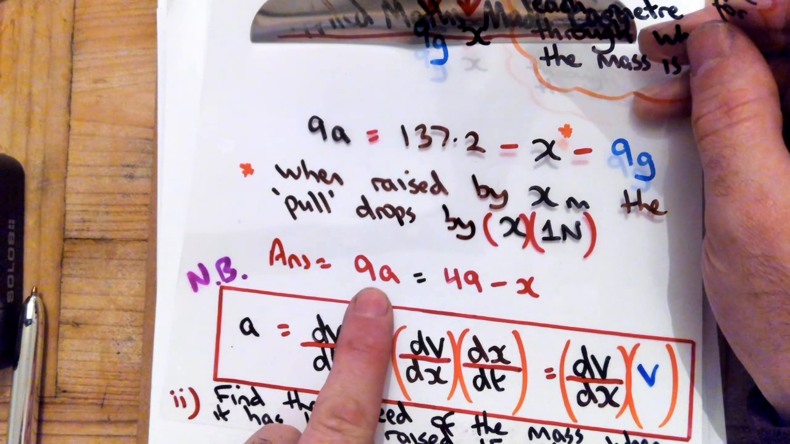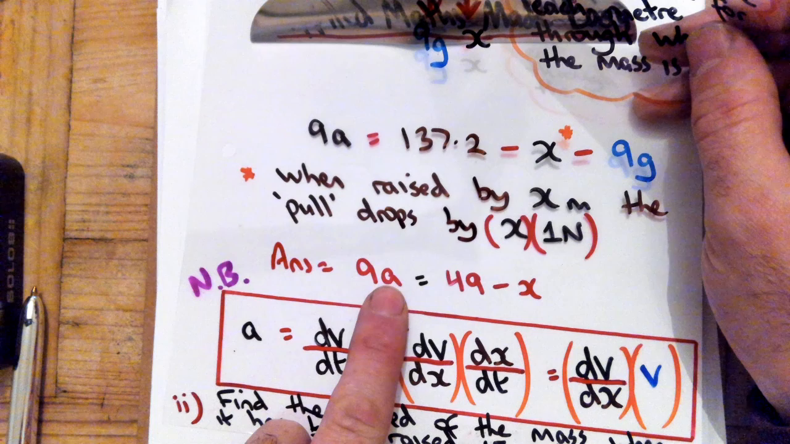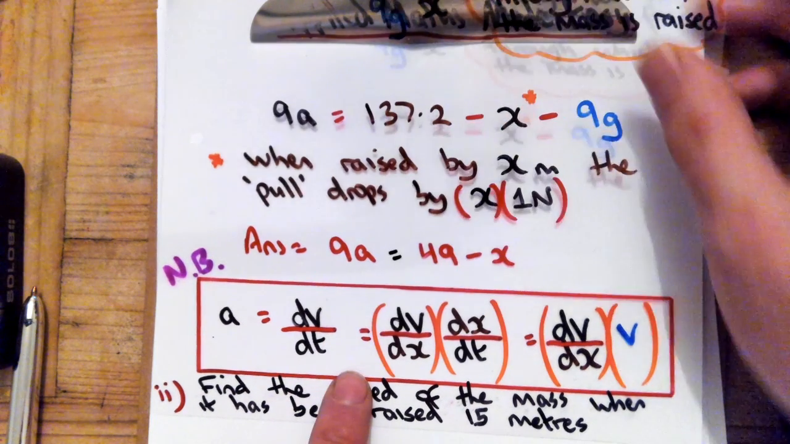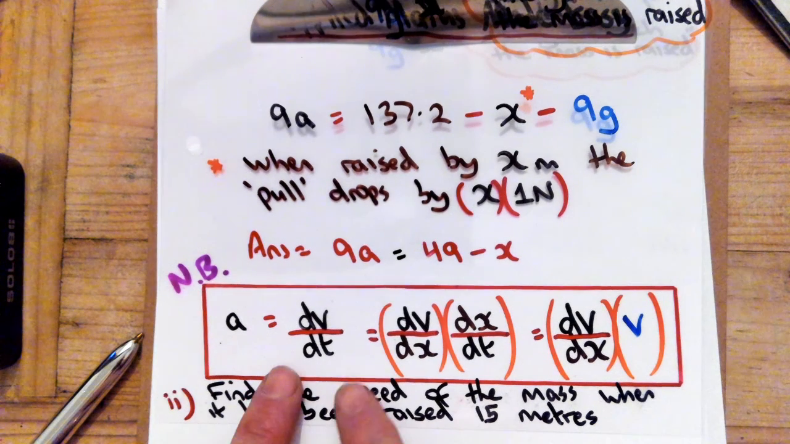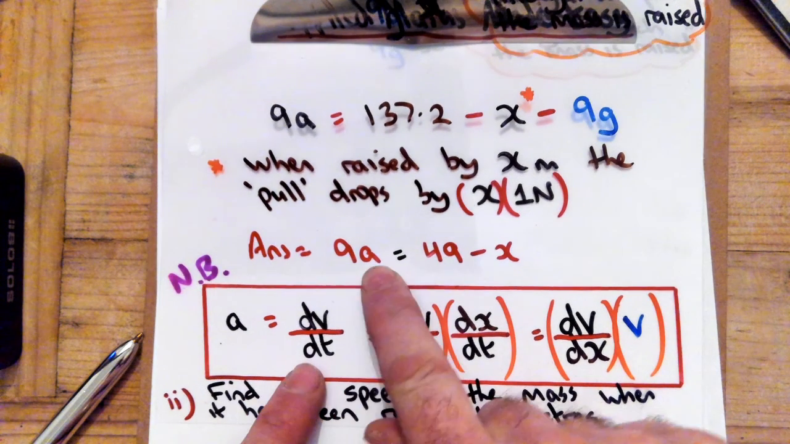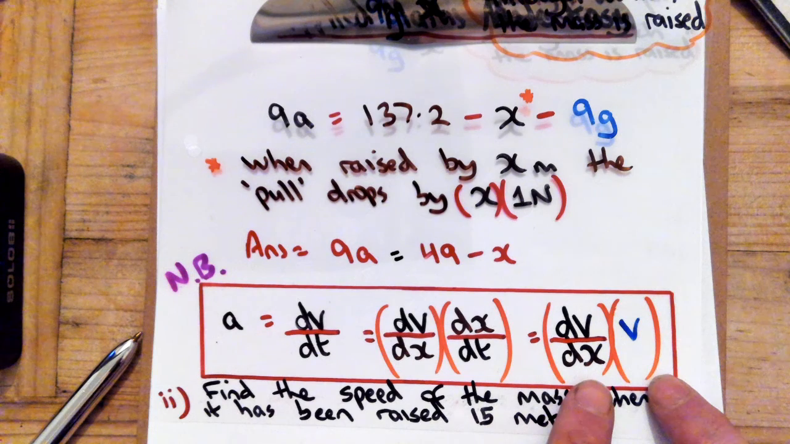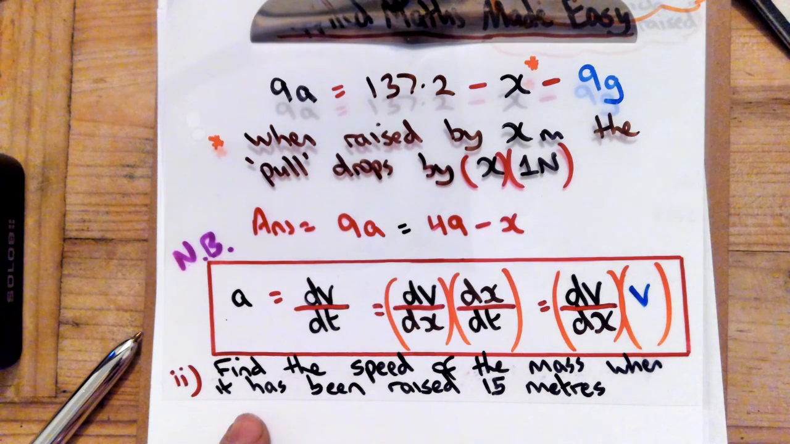So 9a is equal to 49 minus x. Now we know the acceleration can be represented by something. Well, here's your friend here, right? See what you're going to do. Are you just going to put down dv dt for a, or are you going to go and put that down? Okay. Read the question again. Find the speed of the mass when it has been raised 15 meters.